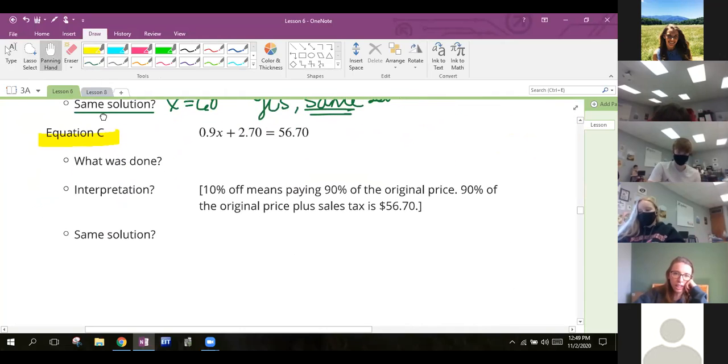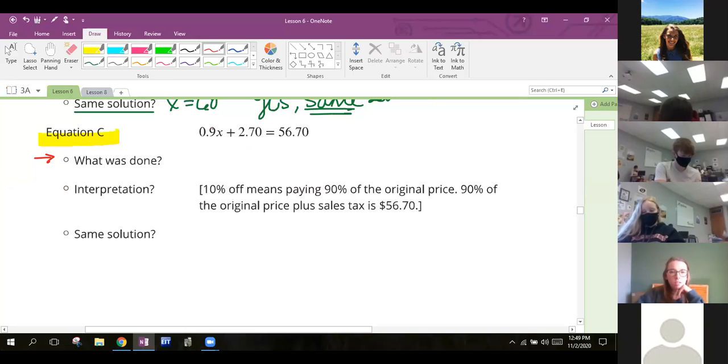All right, for D, for this equation right here, someone explain to me what was done to it. 10% of anything, 90% of the original price. Say it one more time, Alex. 90% of the original price plus sales tax.